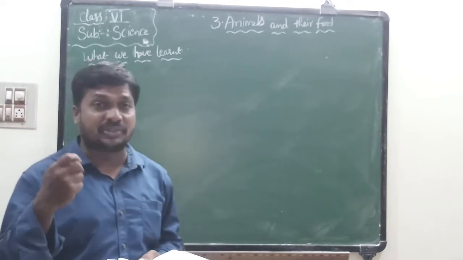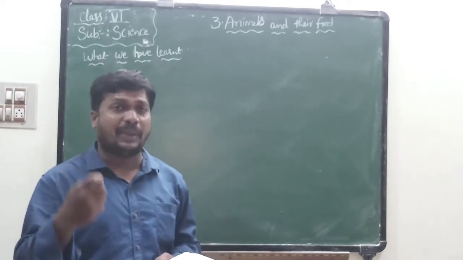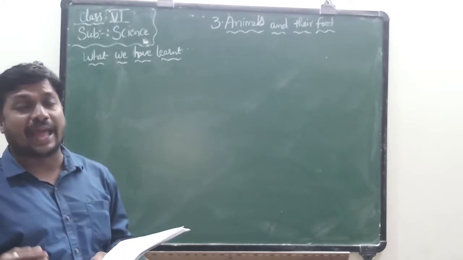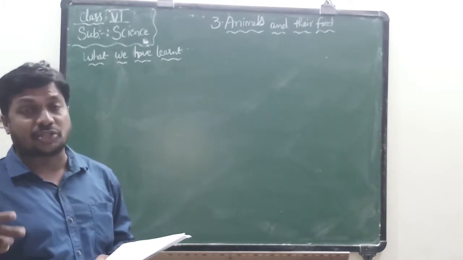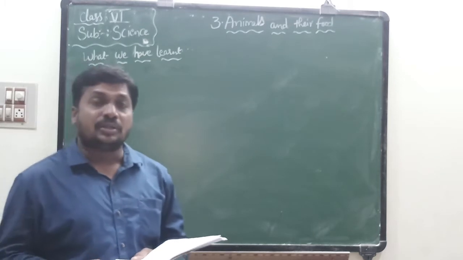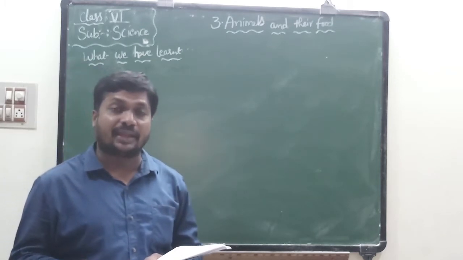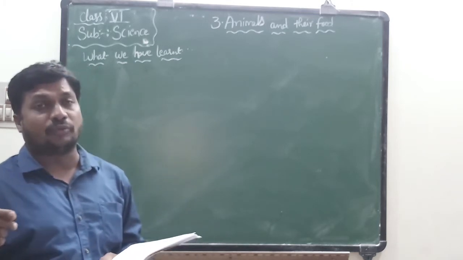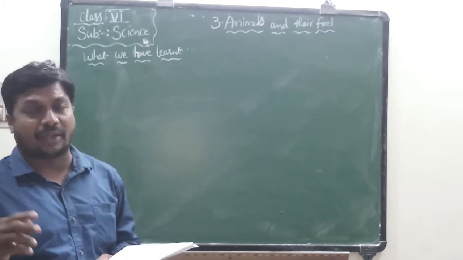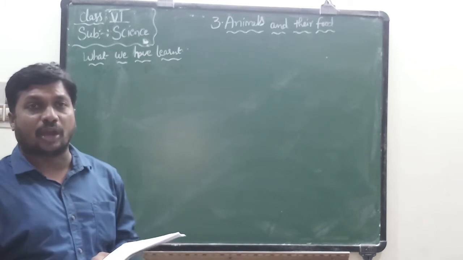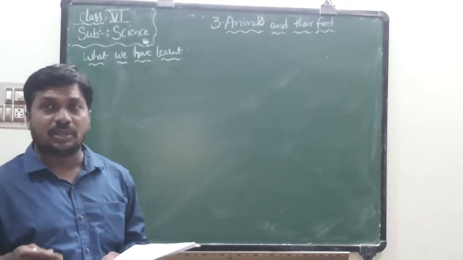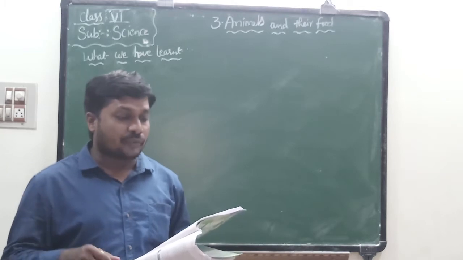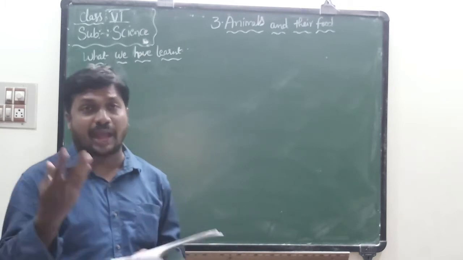Herbivores are the animals which eat only plant food: cow, buffalo, sheep, goat, etc. Carnivores are the animals which eat only flesh, other animals. Examples: lion, tiger, wolf, etc. Omnivores are the animals which eat both plant food and animal food. Examples: human beings, dog, crow, etc. So, different animals have different types of food habits.